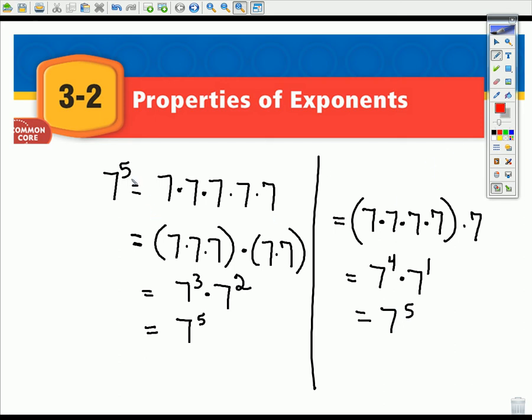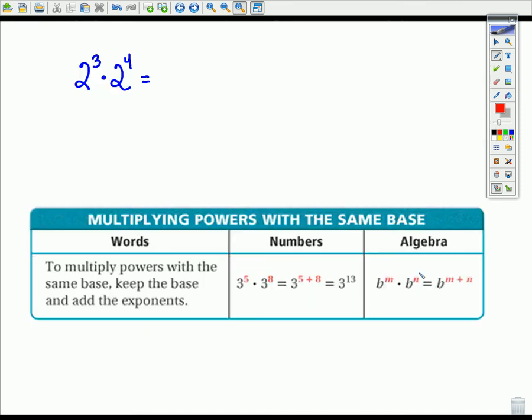So ask yourself, what are we doing with these exponents? We're having the same base, they're all 7s. What do we do to get the exponents? 3 and 2 give us 5. 4 and 1 give us 5, but it's if we add them. So that takes us to this property right here, multiplying powers with the same base. If you multiply powers with the same base, you keep the base and you add the exponents.